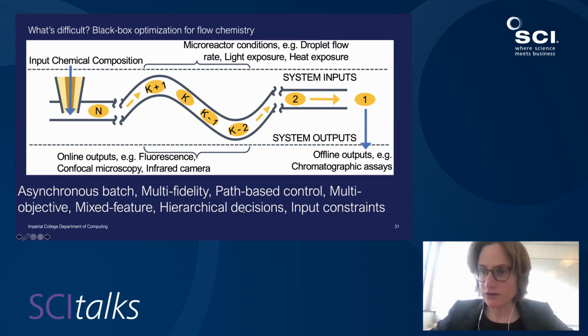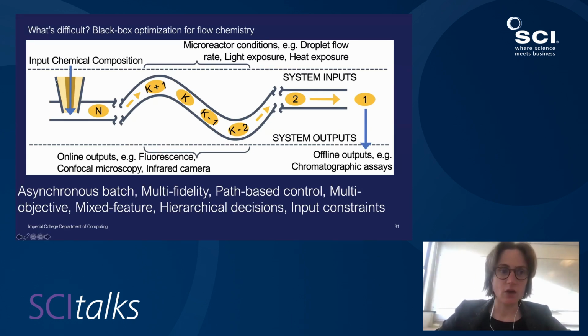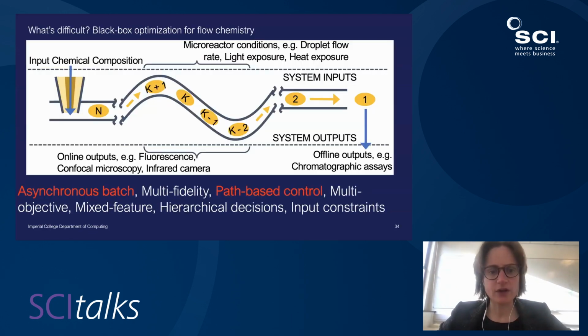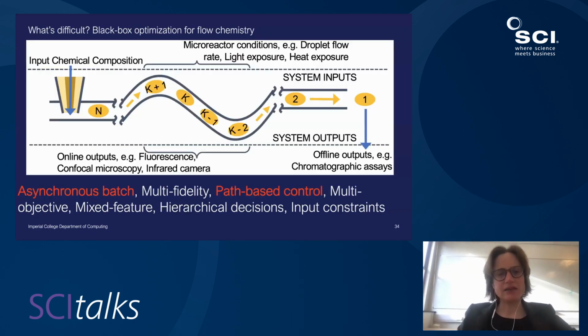I've got hierarchical decisions, so I might decide not to do a more expensive experiment if a cheaper experiment failed. And I've got input constraints, for instance, all of the chemical species are going to have to add to one. So all sorts of super fun things. And one of the things that we have thought about with BASF is combining two of these aspects in particular, asynchronous batch and path-based control.